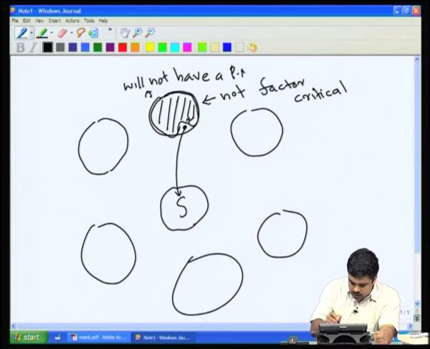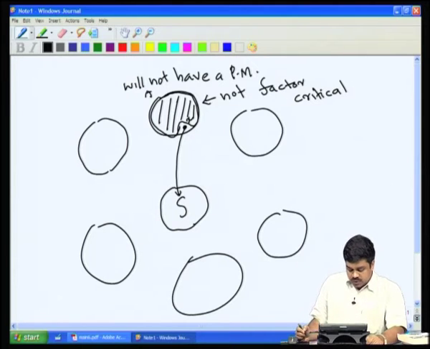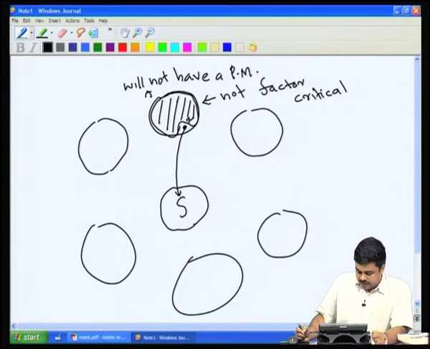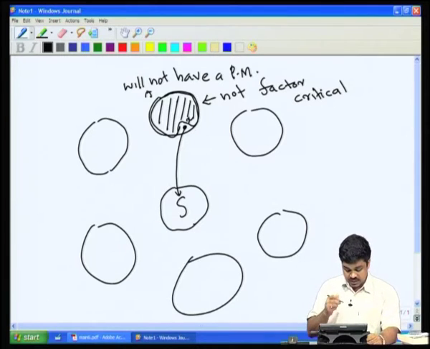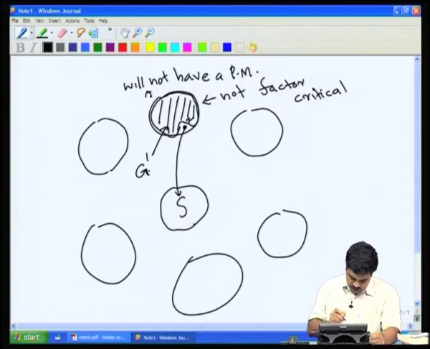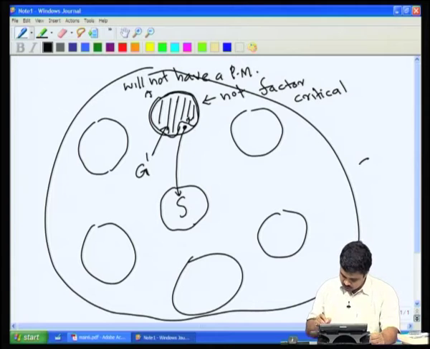Perfect matching. I am writing PM for perfect matching. So if it doesn't have a perfect matching, what I can do is apply the Tutte statement, this induction statement, to this graph. Let me call this graph G dash.